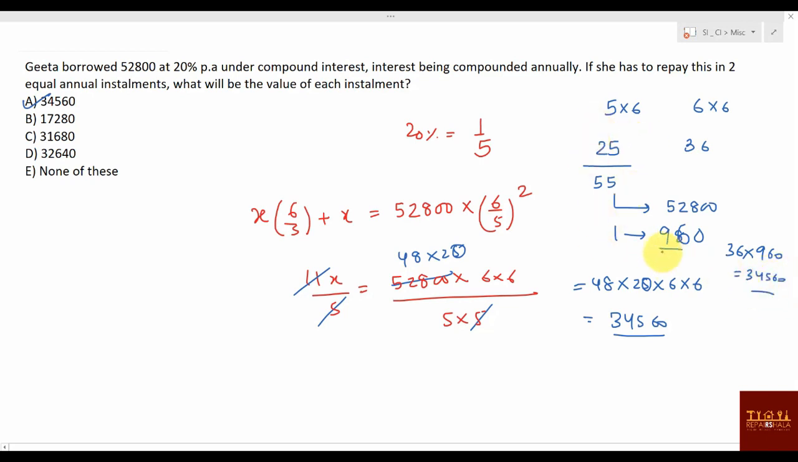Now you say, sir, this is very easy, sir. Why are we going for the previous method? You should know both the methods.